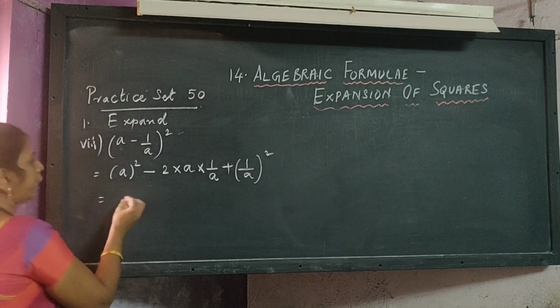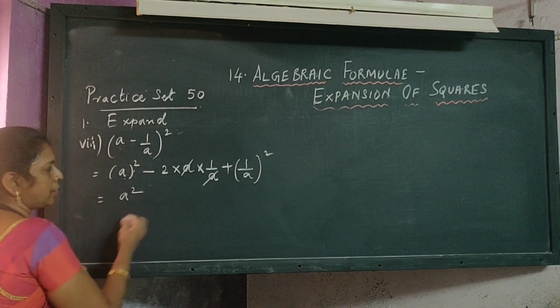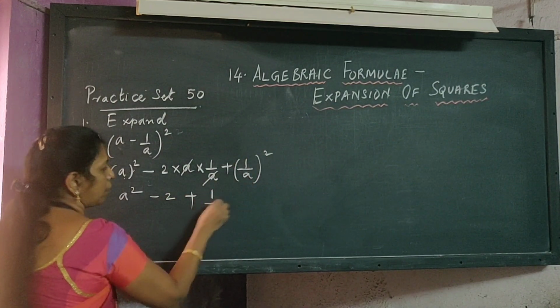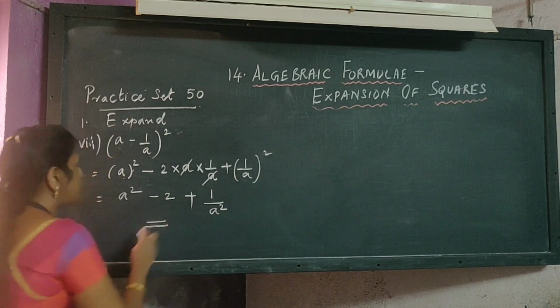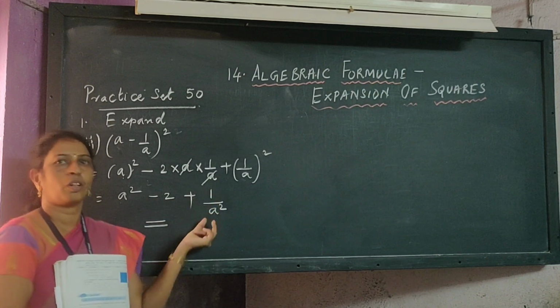So what you will get? A square. This a will get cancelled. So you will get minus 2 plus 1 square will become 1 upon a square will become a square. So your answer is a square minus 2 plus 1 upon a square.